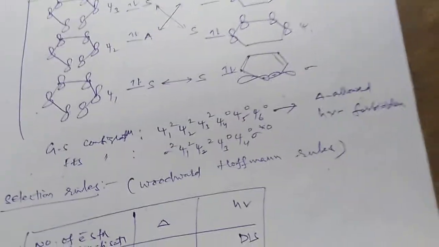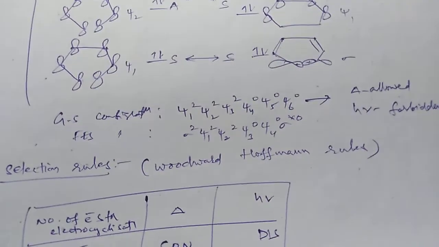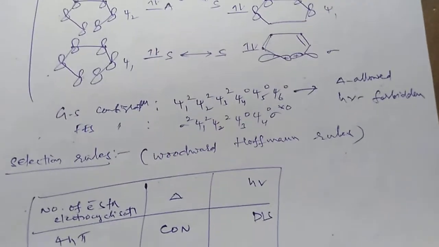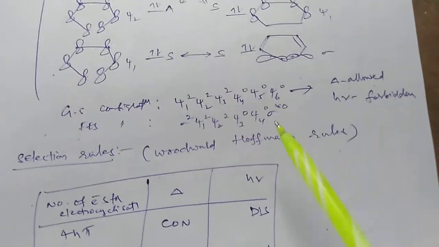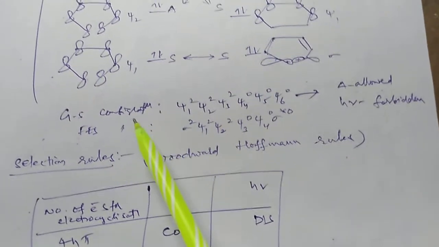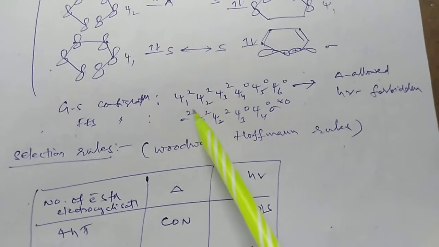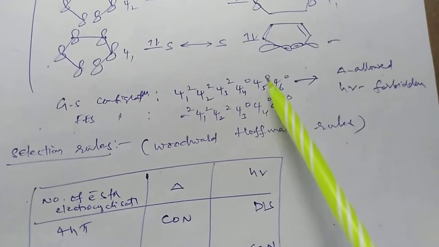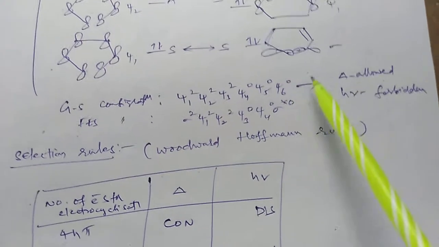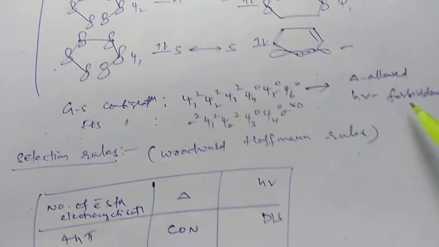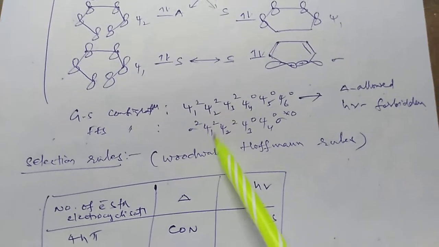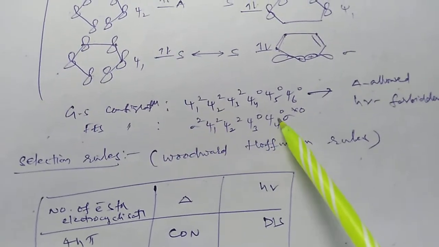AASS, AASS. So these are the correlation diagrams for the conrotation and disrotation of the 4n and 4n plus 2 electron systems. The best examples are 1,3-butadiene and 1,3,5-hexatriene. The ground state configuration for 1,3,5-hexatriene: Psi1 2, Psi2 2, Psi3 2, Psi4 0, Psi5 0, Psi6 0. For the ground state configuration, it is thermally allowed, photochemically forbidden. First excited state configuration: sigma 2, Psi1 2, Psi2 2, Psi3 0, Psi4 0, sigma star 0.